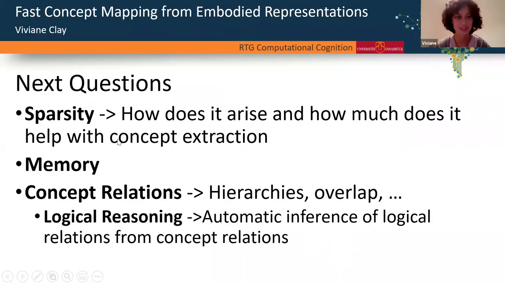Yeah, here are the things that I'm looking for next. One is a big question with sparsity: where does it come from, and does it help with concept extraction? Then adding memory to the agent and what effect that would have. And then also concept relations and logical reasoning and the concept overlap and so on. Those are my big three questions, I guess.